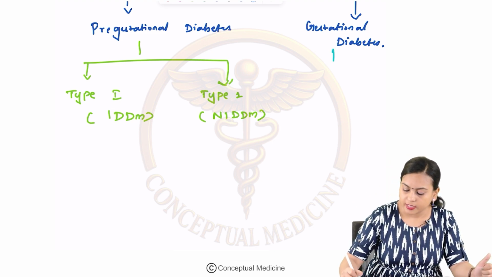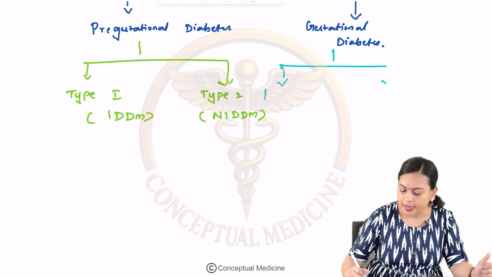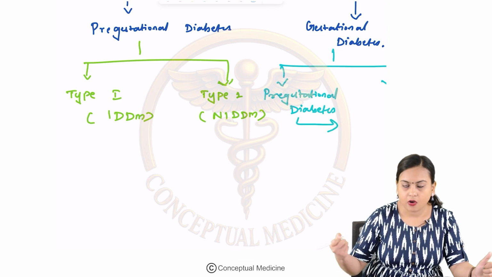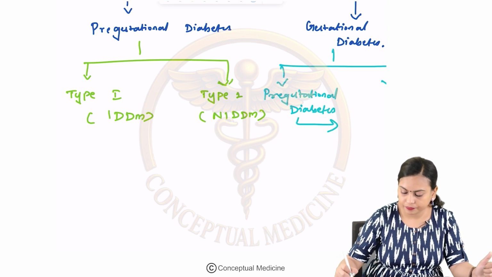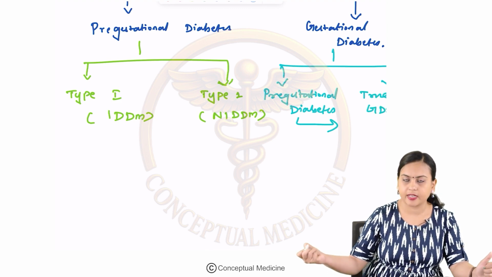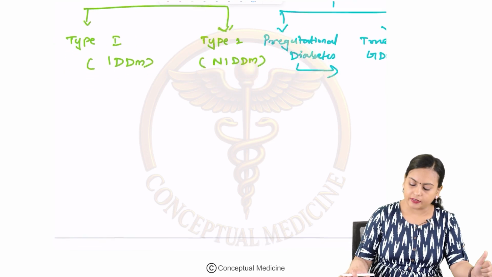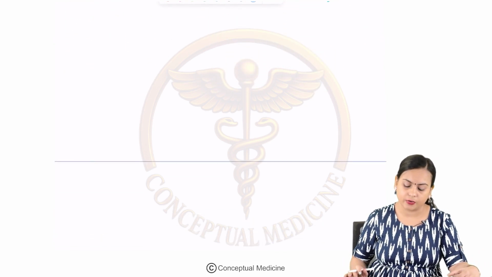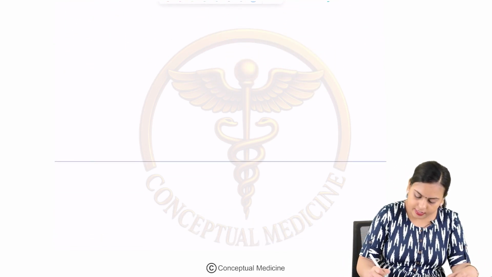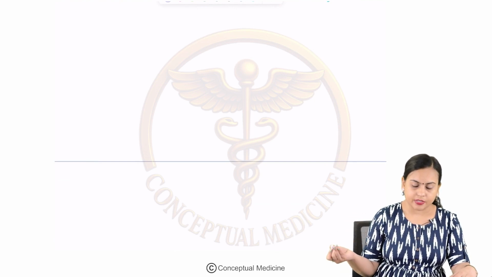So gestational diabetes can further be divided into two types. Either it can be the pre-gestational diabetes itself that is continuing, or otherwise it can be a true gestational diabetes mellitus that has arisen due to various factors. Clear? Now, we will see the pre-existing diabetes first.